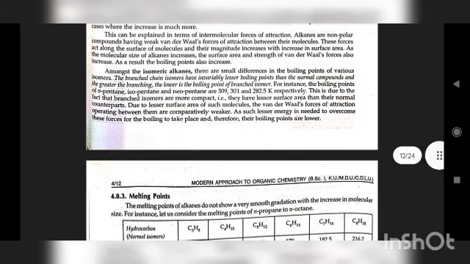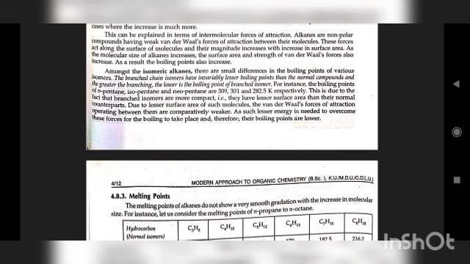Amongst the isomeric alkanes, there are small differences in the boiling points of various isomers. The branched chain isomers invariably have a lower boiling point than the normal compound, and the greater the branching, the lower is the boiling point of the branched isomer. For instance, the boiling points of n-pentane, isopentane, and neopentane are 309, 301 and 282.5 Kelvin respectively.